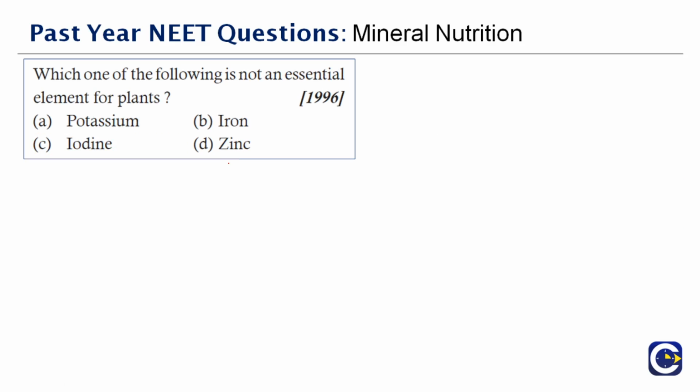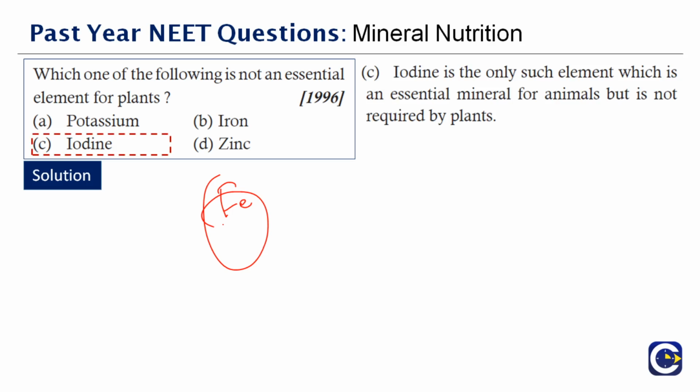Next question here. Which one of the following is not an essential element for plant? Analyze the options here. Potassium is needed, iron is needed, and iron will be in the form of ferrous. Zinc is needed, iodine is not needed. Iodine is the only such element which is an essential mineral for animals and not for plants. Therefore, the right answer is option C.